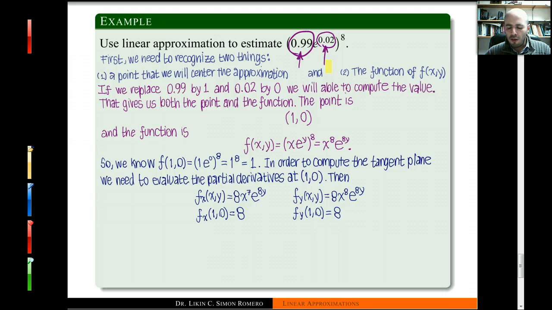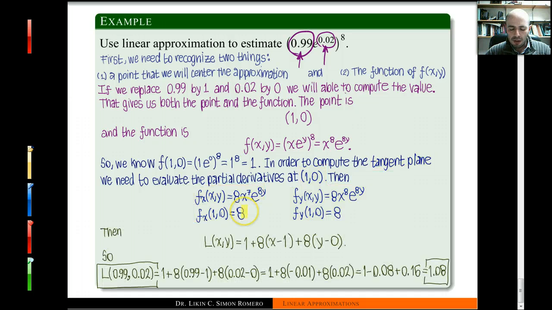So we know that f(1, 0) is equal to 1. In order to compute the tangent plane, we need to evaluate the partial derivatives at this point. That's the point of tangency, if you remember. So here are the partial derivatives, and we're going to evaluate at (1, 0). Those are going to be the numbers. And now we're going to take the linear approximation. The linear approximation is going to be just the tangent plane.